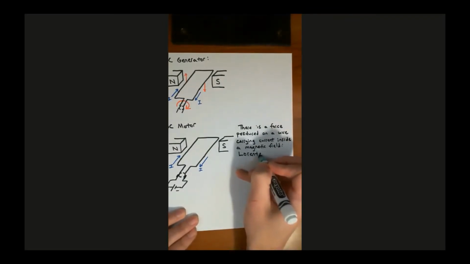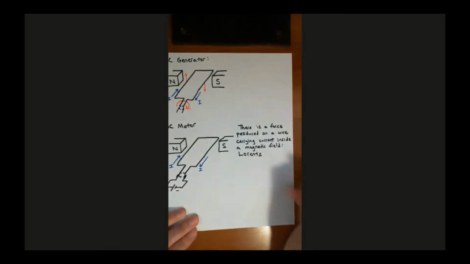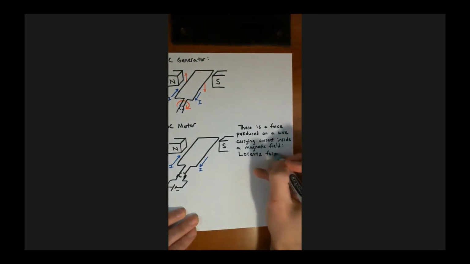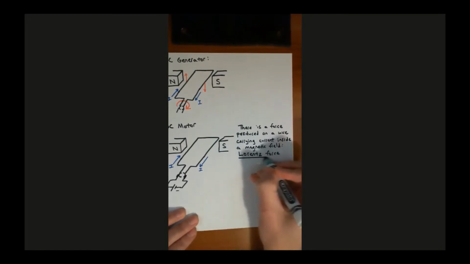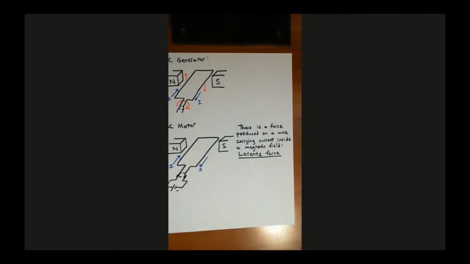Spelled like this, L-O-R-E-N-T-Z force. So anytime you have a current carrying conductor inside of a magnetic field, there's going to be a force on that conductor. It's going to be pushing it one direction or the other. And the name of that force, the name of that push, is called the Lorentz force.